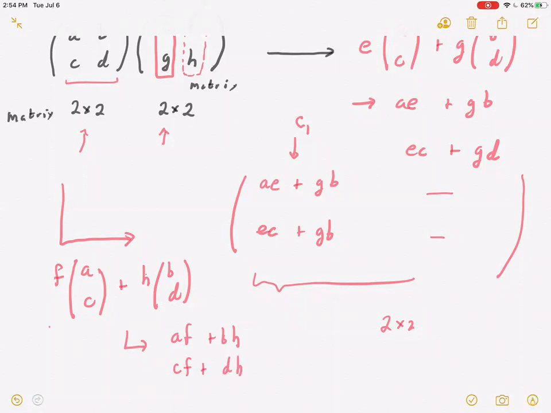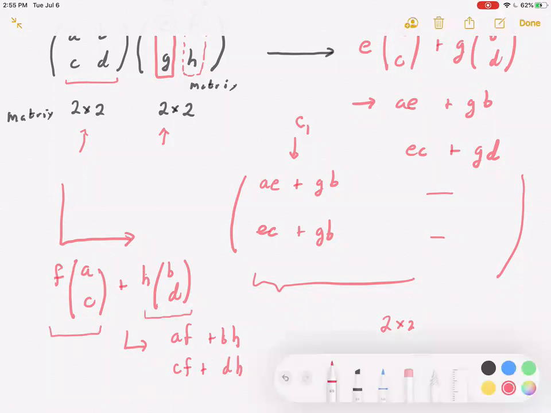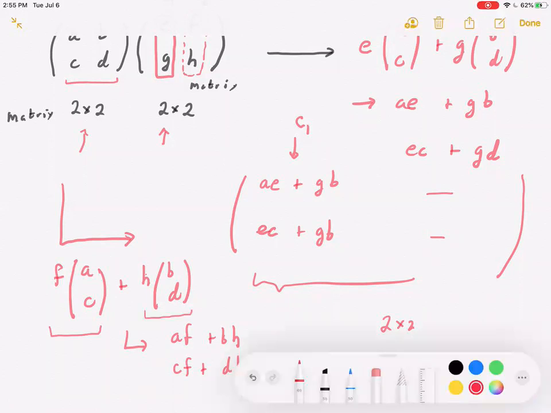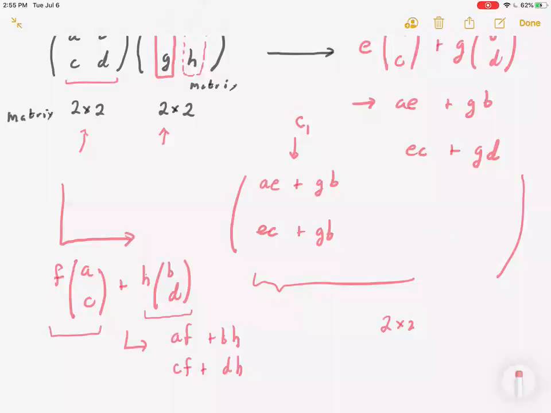So all I'm doing here is multiplying a scalar times this vector, a scalar times this vector. I get two 2x1 matrices. Vectors are matrices. I add them together and I get a new 2x1 matrix. But that is exactly what I need to do if I want to find out what goes on in the second column. In the second column, I therefore get what I have here. AF plus BH, CF plus DH.